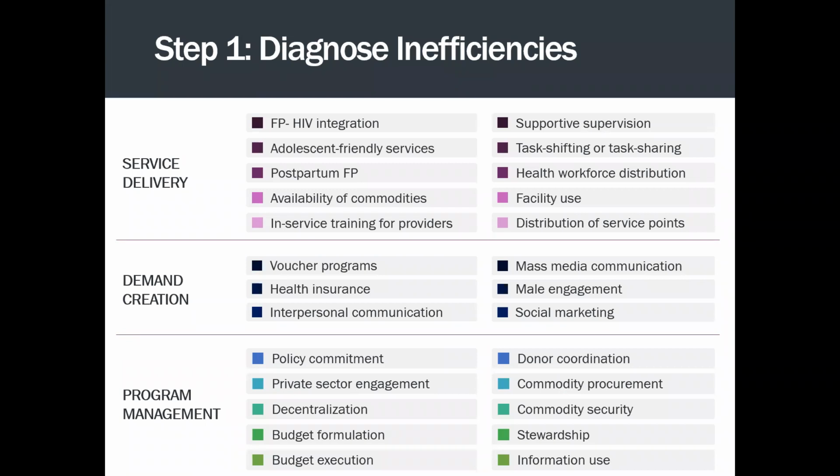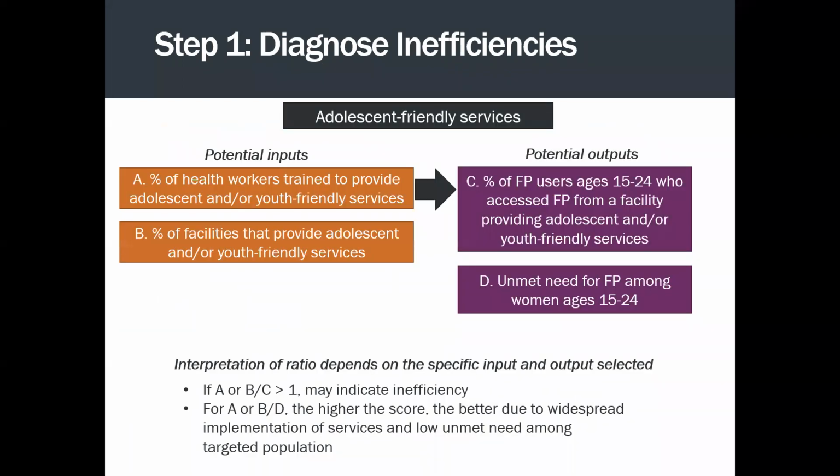This slide just shows the 26 different family planning program components grouped by the 3 categories. So now I'm going to go through a specific example. So for adolescent-friendly services, that's one of the 26 components that make up the family planning program. We have 2 choices for inputs and outputs depending on the data available in a country.